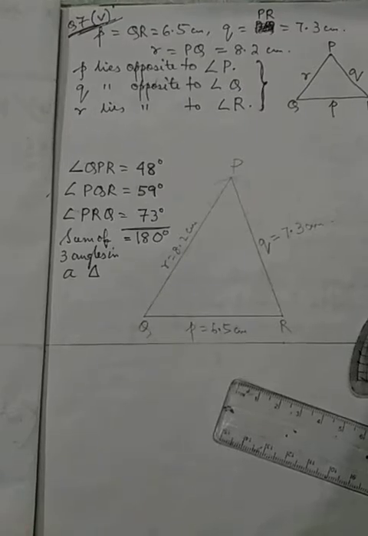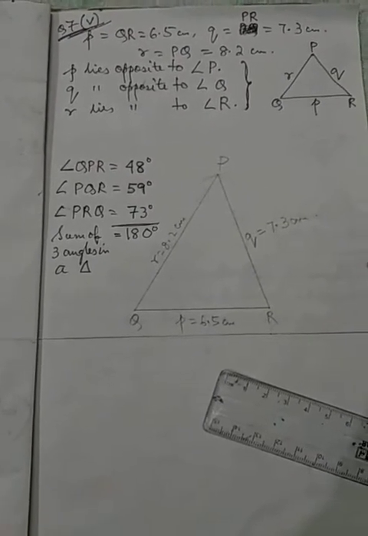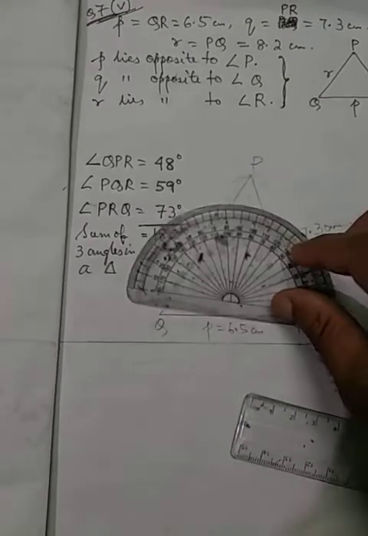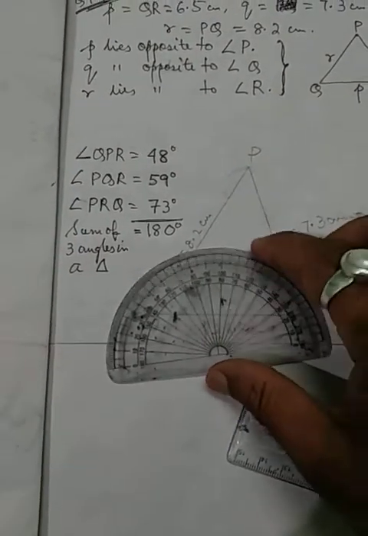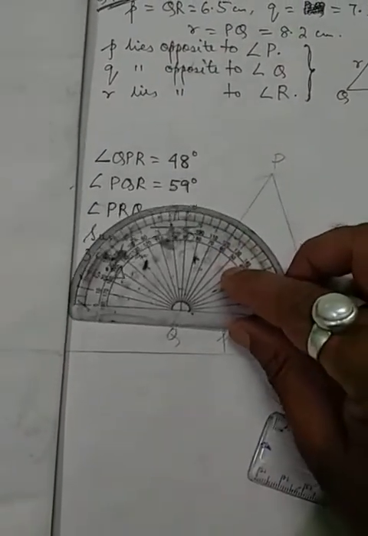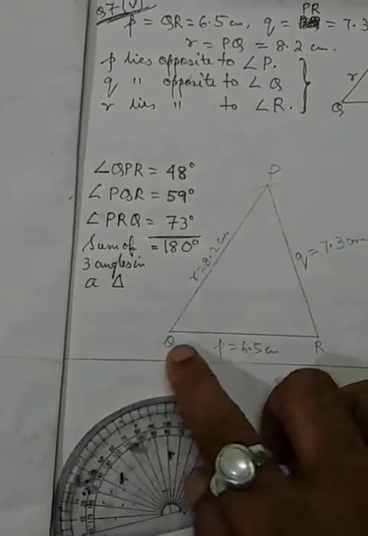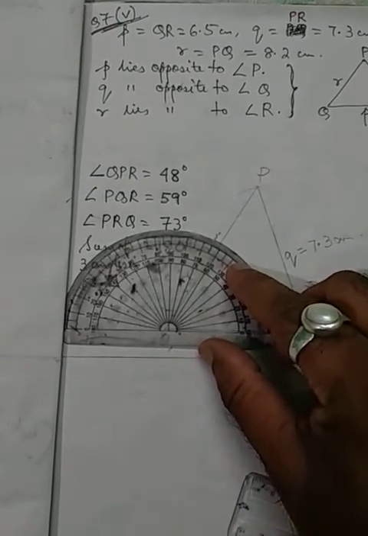But what you are asked, if you see the question, is to measure the angles, children. Angles have to be measured here. Now how do we measure the angle? You have the protractor, so you have to put the protractor here. Let's say I want to measure angle Q. Taking this QR as the baseline, I will put the protractor over here.